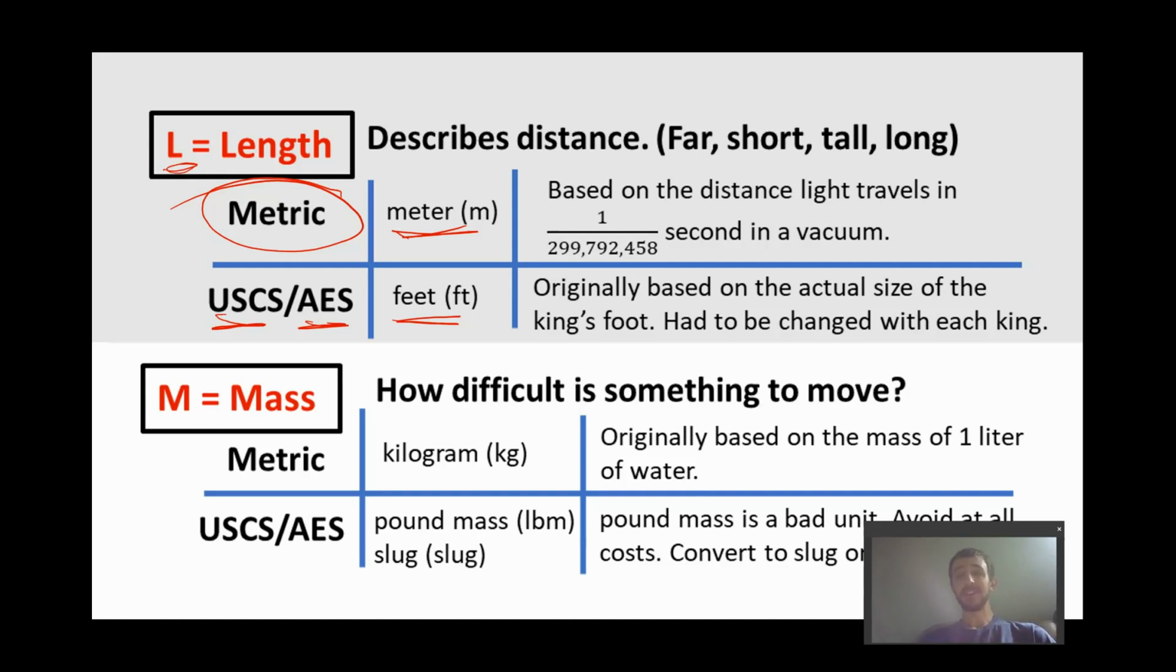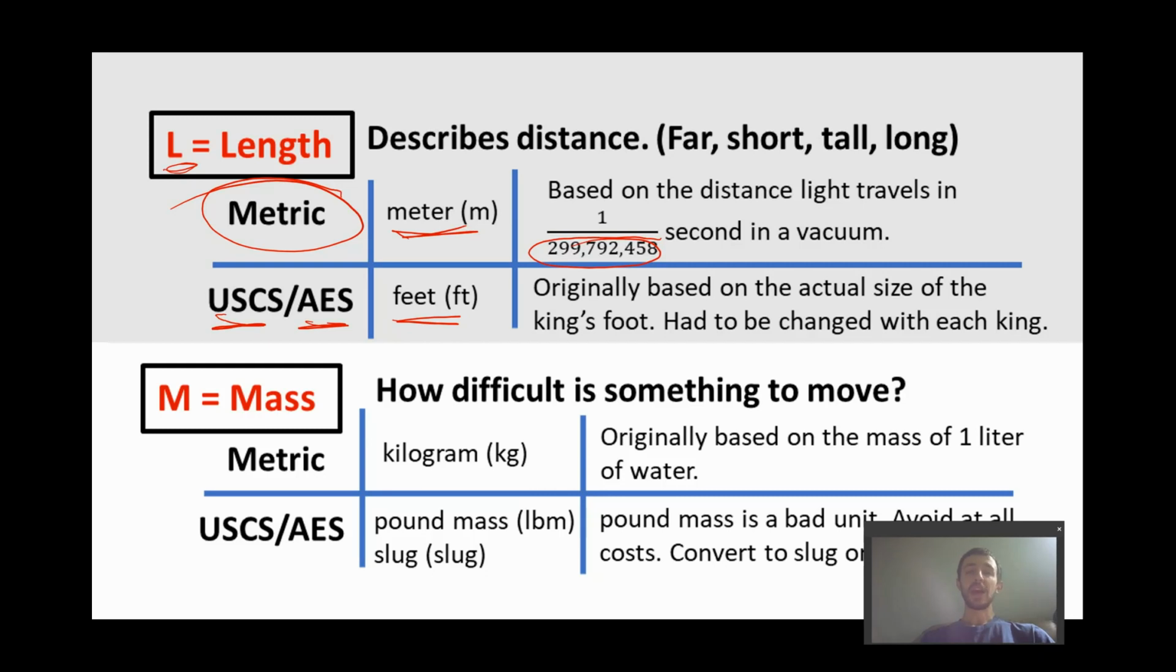Okay, so little fun tidbits here. The meter is actually based on the distance light travels in 1/299,792,458 of a second in a vacuum. Where this is actually the speed of light in a vacuum, meters per second. That's how it's defined.